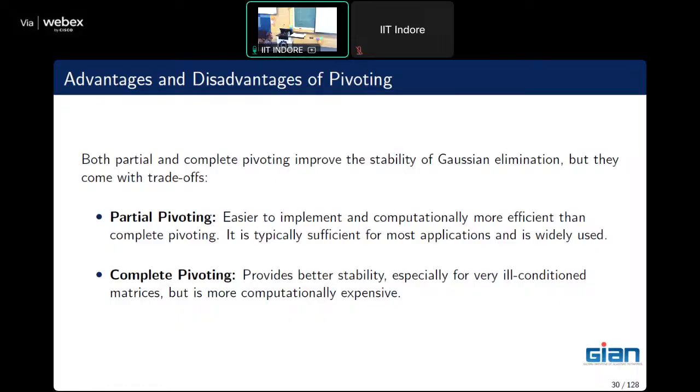Both partial and complete pivoting improve the stability of Gaussian elimination, but they come with a trade-off. Partial pivoting is easier to implement and computationally more efficient than complete pivoting. It is typically sufficient for most applications and is widely used, so people are using this. Complete pivoting provides better stability, as I told you, especially for very ill-conditioned matrices, but it is more computationally expensive. I'll tell you about ill-conditioning in more detail in a later slide.